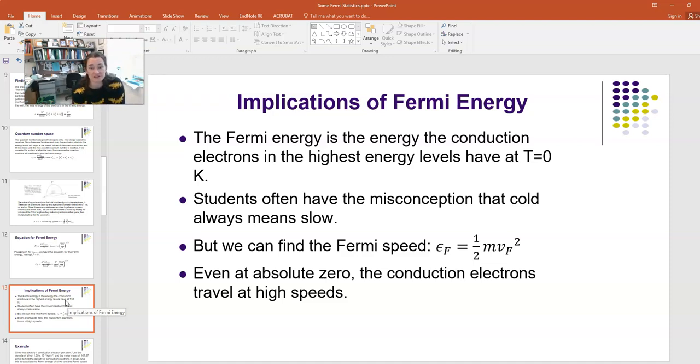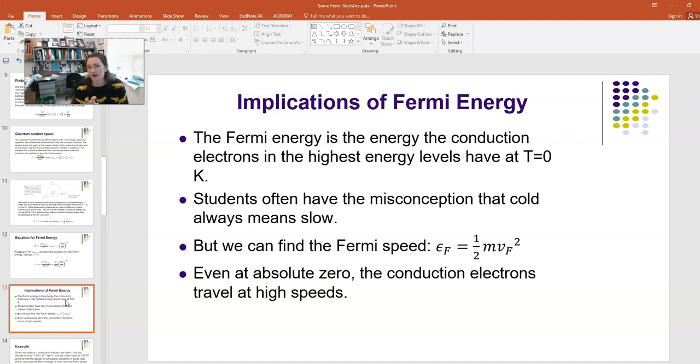Now here's another fun thing. Students often have the misconception that cold means slow. And this comes from the ideal gas model, right? We say that in the ideal gas you have these atoms that are zipping around at high speeds, and then as you chill it down they get slower and slower. So that's the conception there. But not all particles are classical particles, are they? So these fermions aren't. They're not classical particles. They follow a different set of statistics.